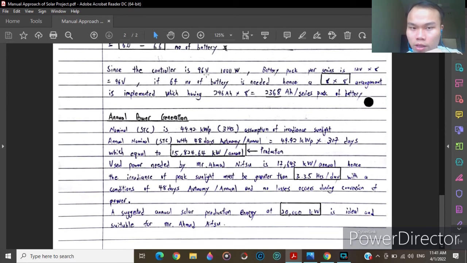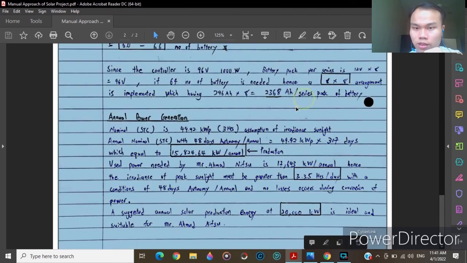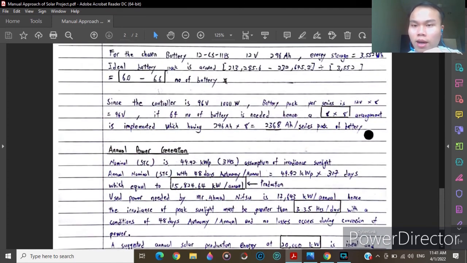For our MPPT controller, we have 96 volt and 1000 watts. The battery pack is 12V. Based on my assumption, 12V times 8, so I'm going to have an 8 by 8 arrangement of batteries. So it's 64 battery units. So all of it, I'm going to get 2068 ampere hour per series. I'm going to multiply it again, and I'm going to get this value.